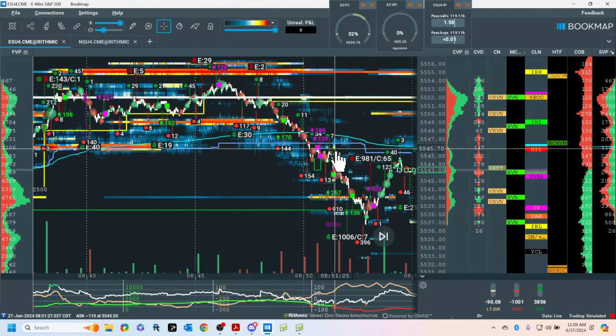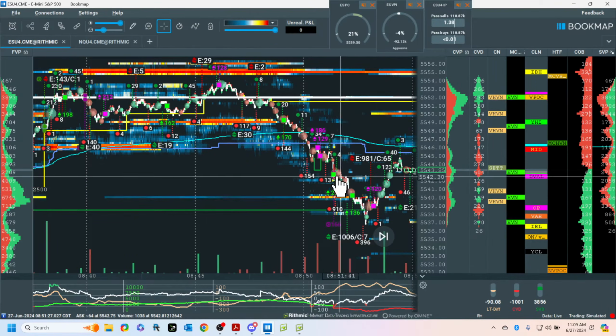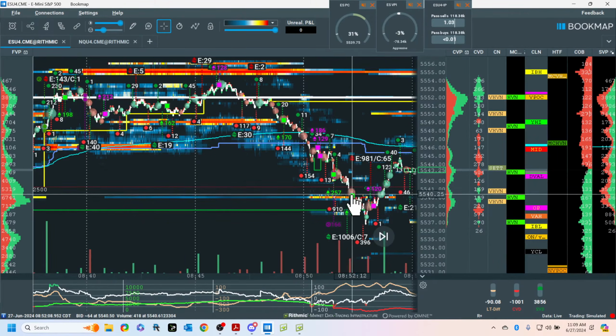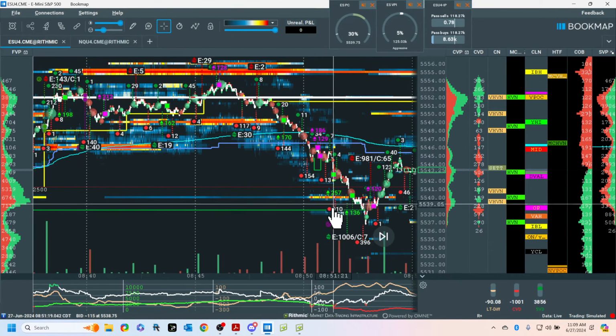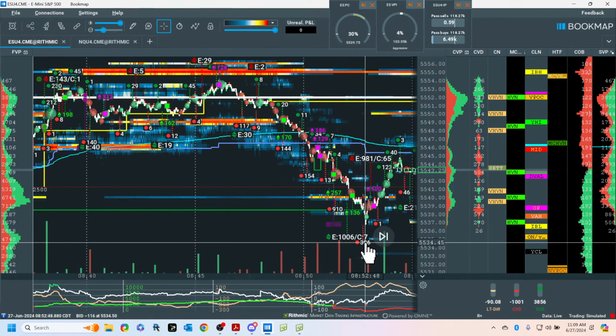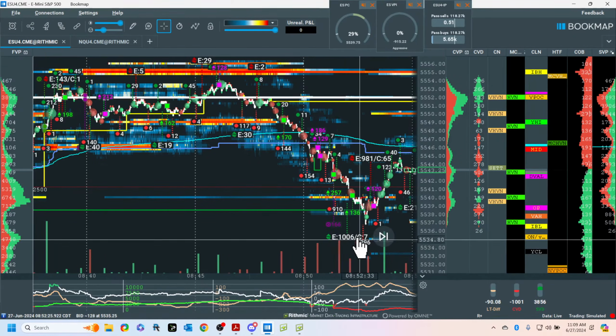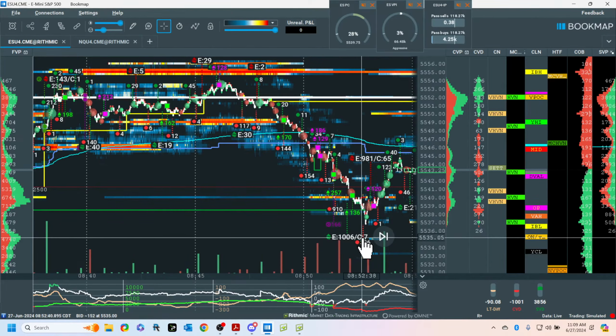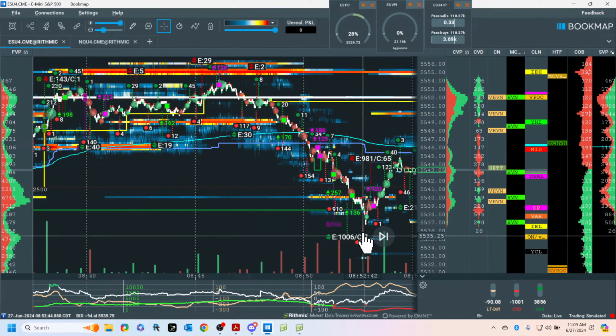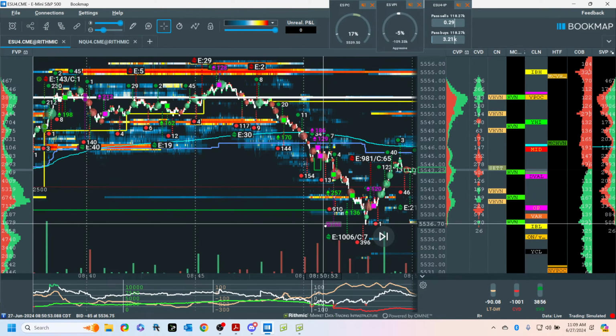But let's watch. So it comes down. Sellers, that's the red bubbles, they're getting absorbed. 900 sell stops come out. 400 more. That's about 1,300 sell stops. What do we see? Buying iceberg over 1,000. That is meaningful.